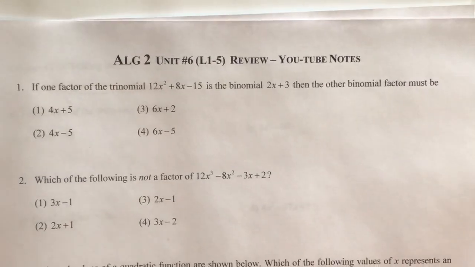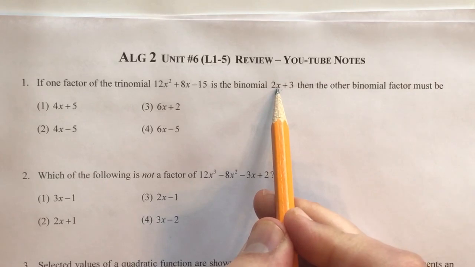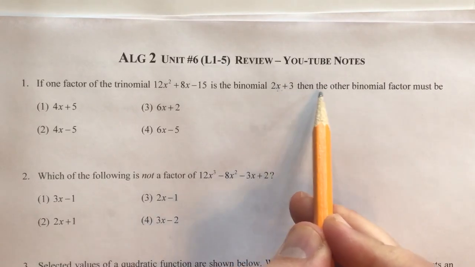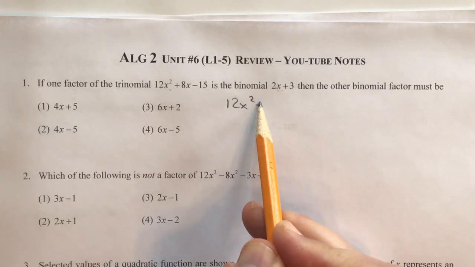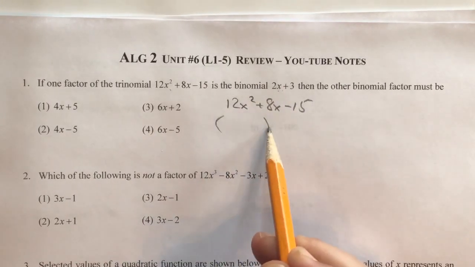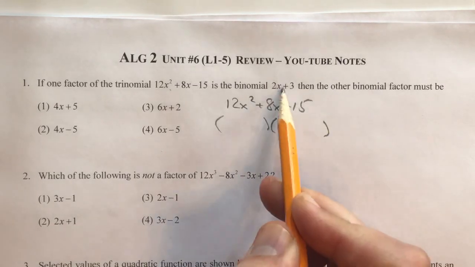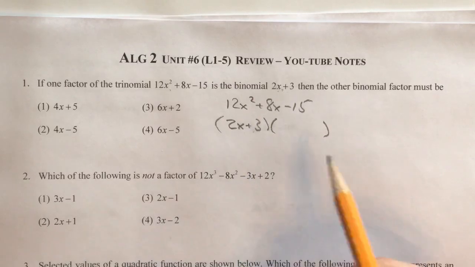So problem 1. We got one factor is 2x plus 3. What is the other factor? So I mean, we got this 12x squared plus 8x minus 15. Got to unfoil it, but it's not that hard because they gave me half the answer. 2x plus 3 is right there. That's one of the factors.